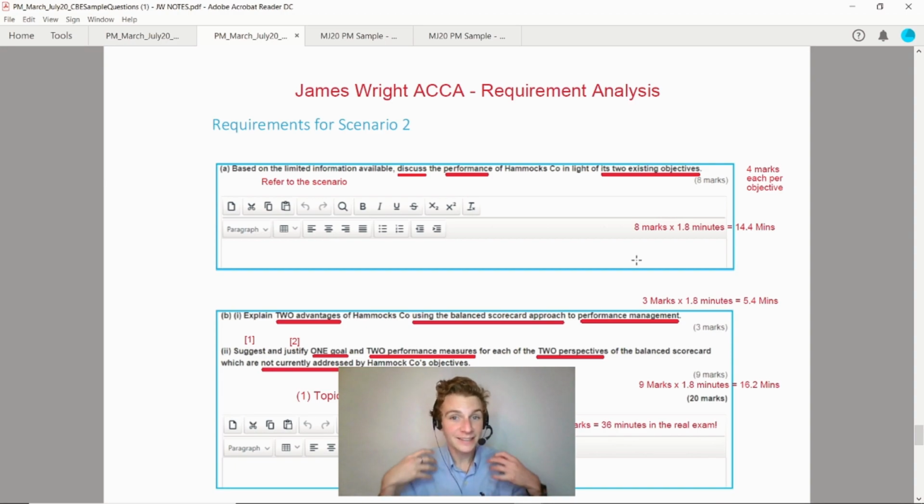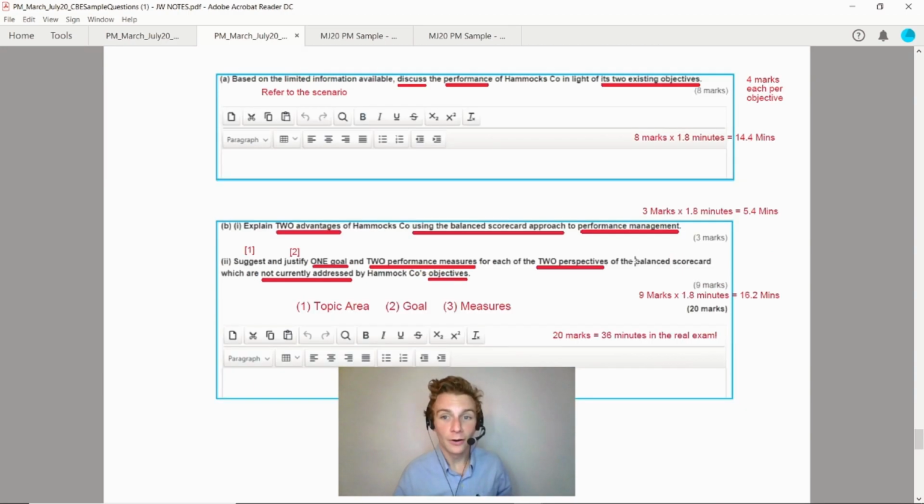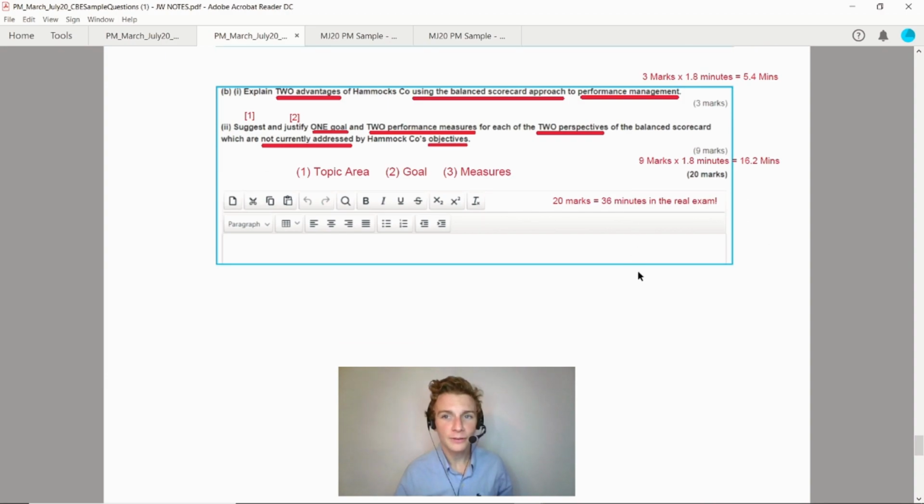This is the techniques that I want you to be picking up on. So let me roll it down as well so you can see it's a bit clearer. So part B, part I on here, explain 2. Key thing on there, 2. You only answer 1, well, wave goodbye to some marks there. 2 advantages of Hammett Co's using the balanced scorecard approach to performance management.